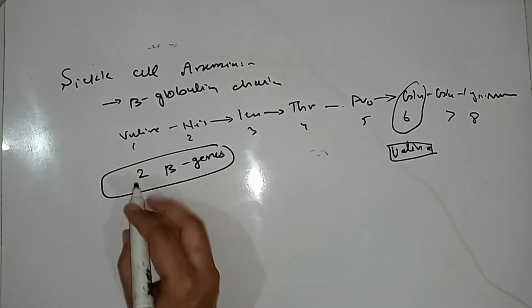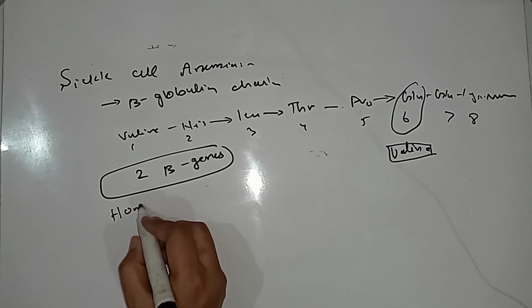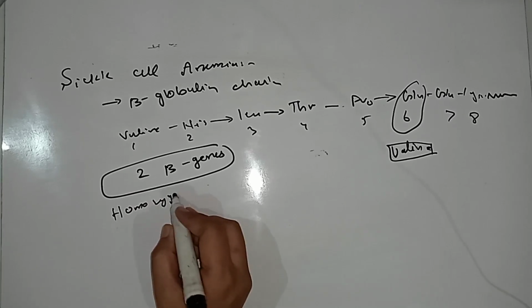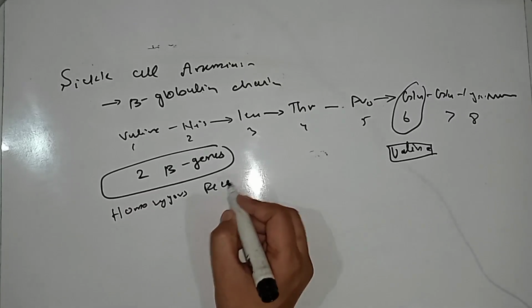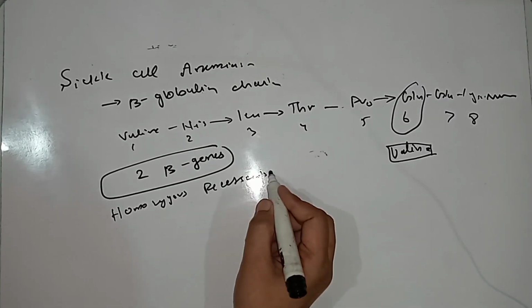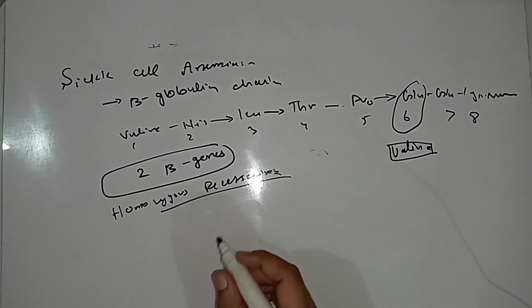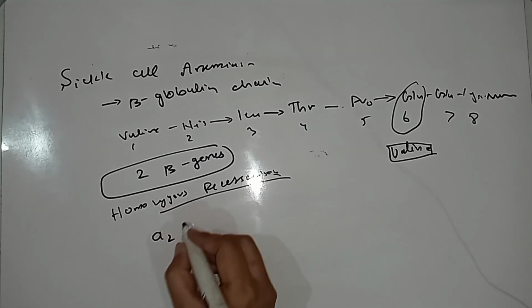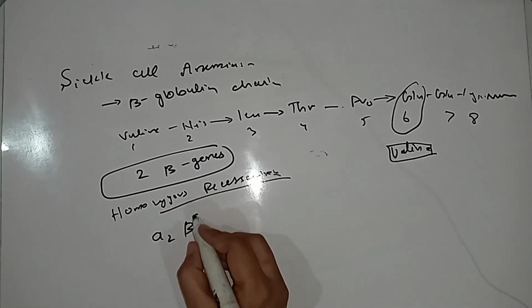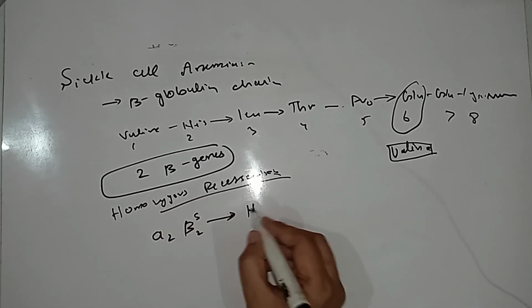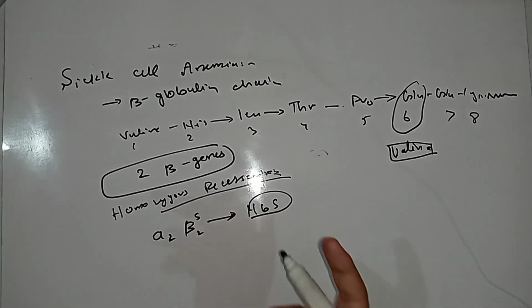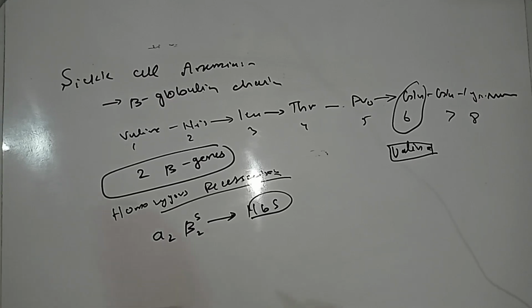So sickle cell anemia is basically a homozygous recessive disorder, in which both beta globin chains are defective. So the hemoglobin produced contains both defective chains, and the hemoglobin formed is HbS or sickle cell hemoglobin. So what are the different symptoms of sickle cell disease?